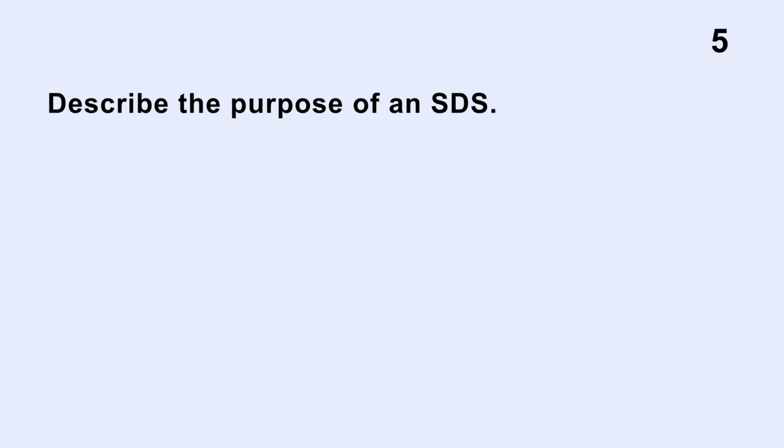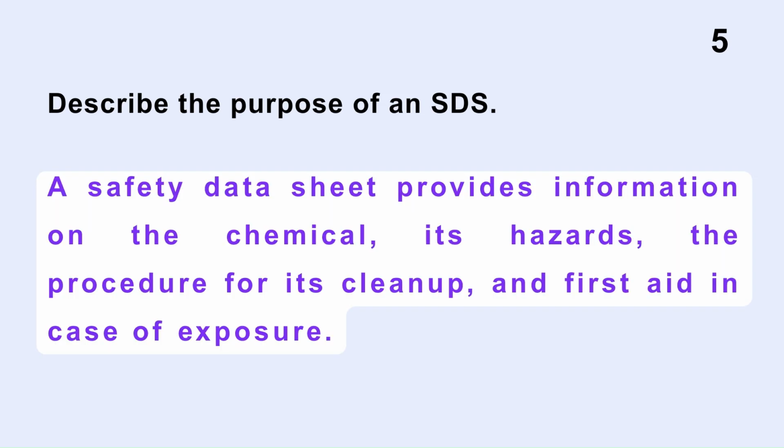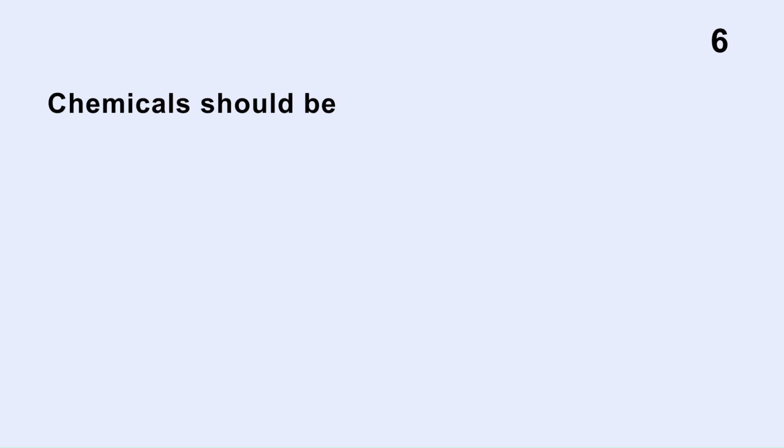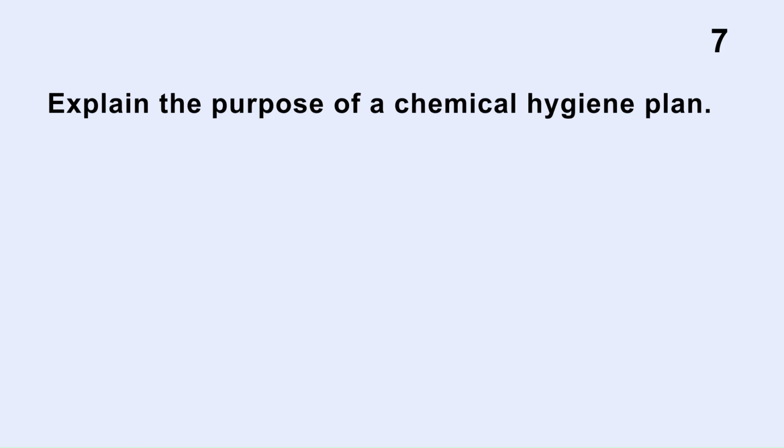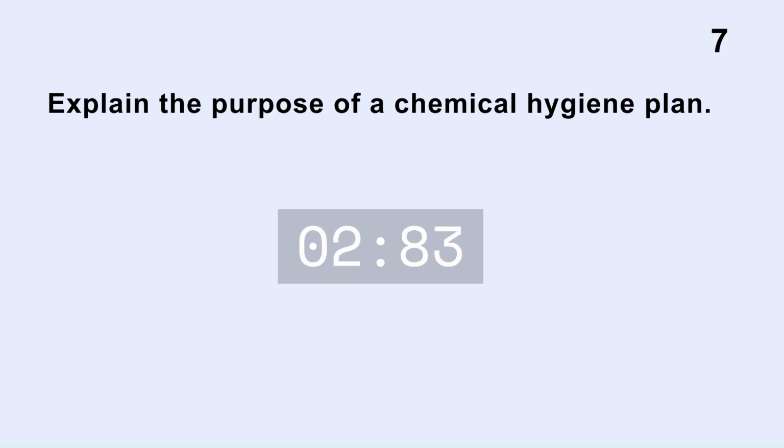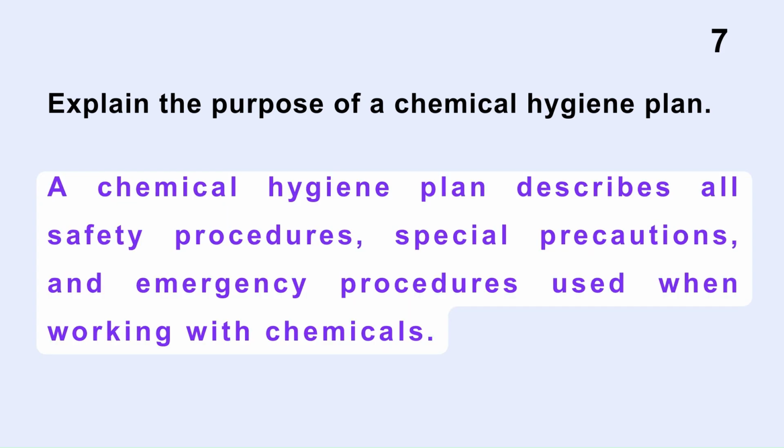Number 5. Describe the purpose of an SDS. A safety data sheet provides information on the chemical, its hazards, the procedure for its cleanup, and first aid in case of exposure. Number 6. Chemicals should be labeled properly. Number 7. Explain the purpose of a chemical hygiene plan. A chemical hygiene plan describes all safety procedures, special precautions, and emergency procedures used when working with chemicals.